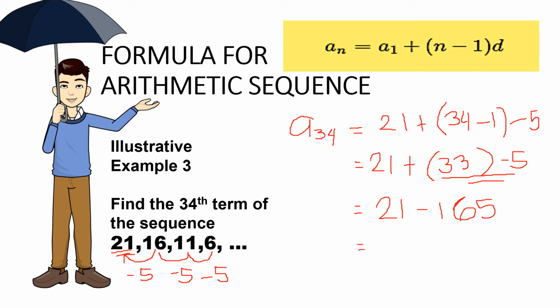So, subtract pa din natin siya. So, A34 equals negative 165 plus 21. So, ito we have negative 144. So, this serves as our 34th term of the sequence 21, 16, 11, 6.